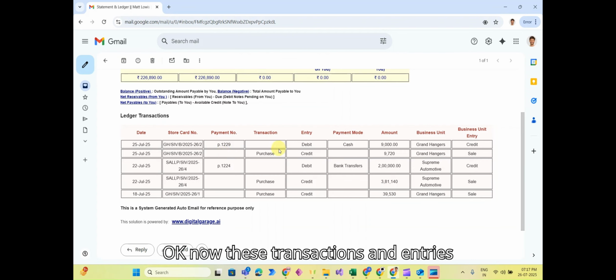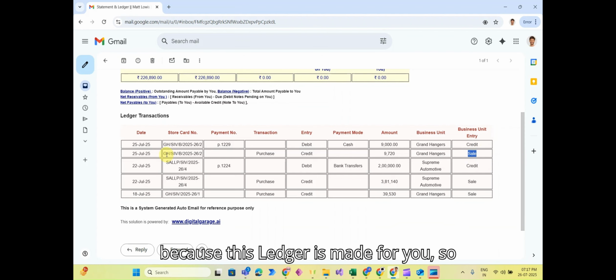Now these transactions and entries pertain to your customers. So at the end of the day, I have also given what these entries mean for your own business. So if it's a purchase, that means a purchase done by a customer, so that means it's a sale done by you. It's just for reference.